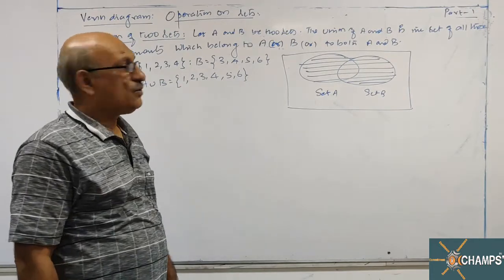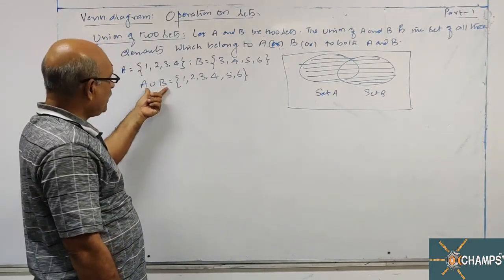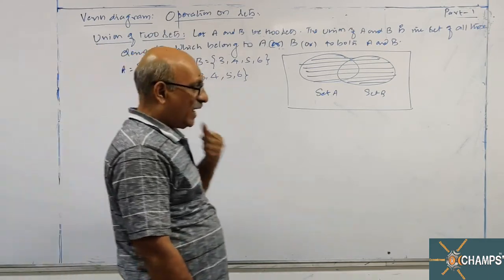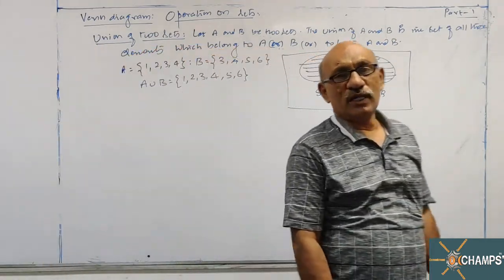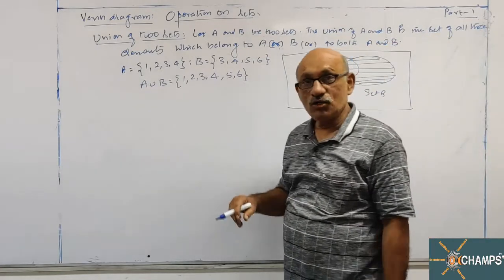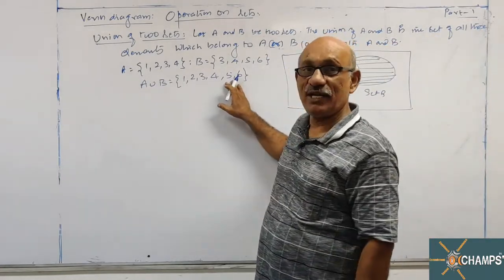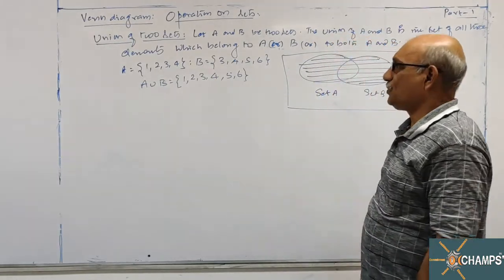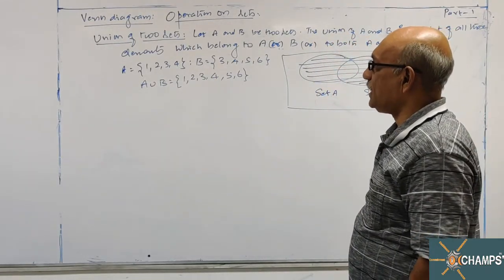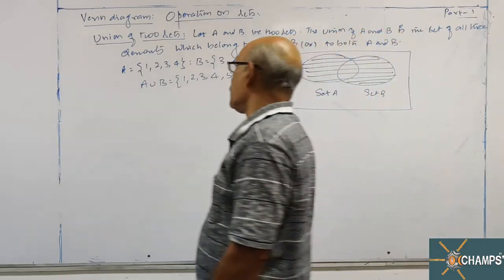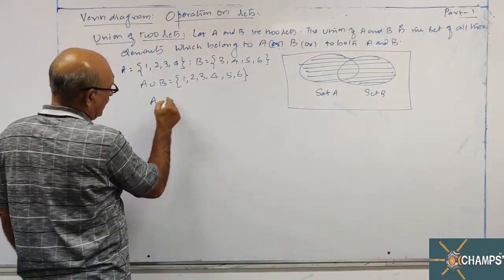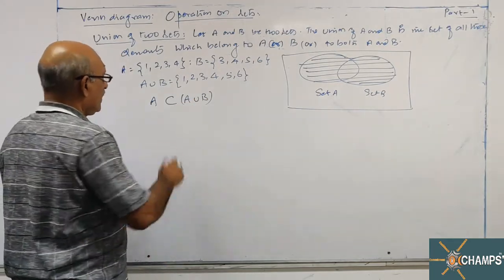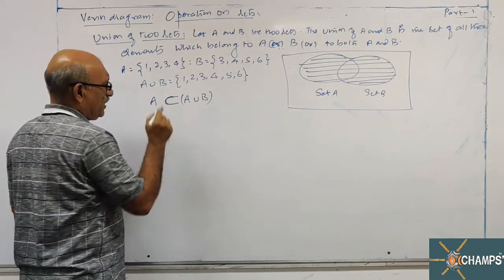One more point to notice here: A union B contains all the elements of set A. Also, it has some additional elements which are not in set A. Therefore, you can say A is a proper subset of A union B.